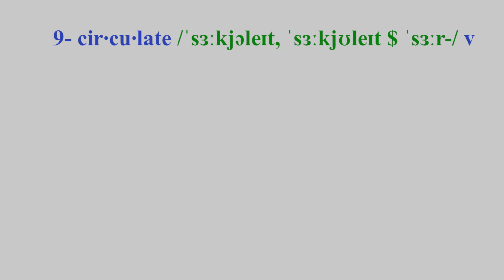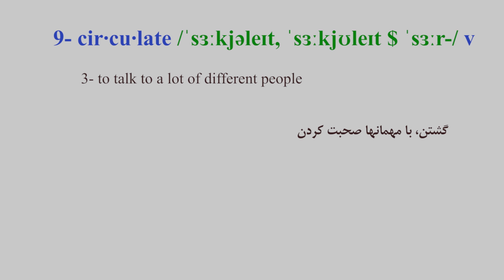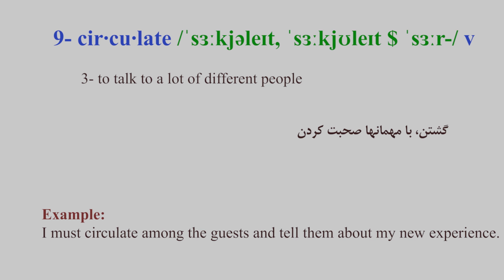And the third meaning of circulate is to talk to a lot of different people, and it is mostly used in parties, in festivals, in gatherings, in exhibitions. Example: I must circulate among the guests and tell them about my new experience. It means that you are going from one guest to another and talking to them.